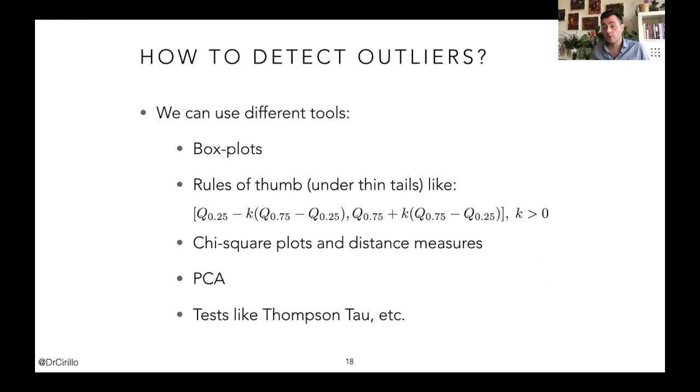But differently from an extreme, outliers are impossible with respect to the phenomenon that we are observing, while an extreme is something that is far from the median, from the mean, but it is possible. Okay, to find outliers, there are many different ways.